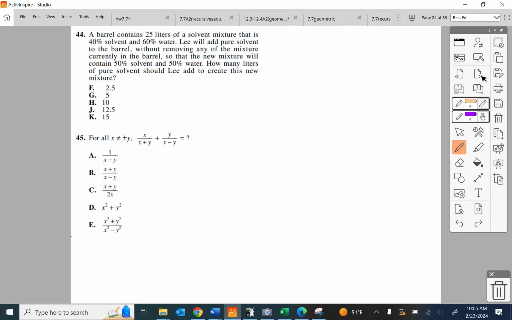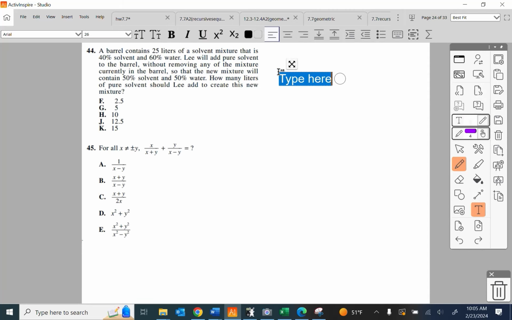Number 44. A barrel contains 25 liters of solvent mixture that is 40% solvent and 60% water. So here's what I'm going to do. I'm going to take 25 and multiply it by 0.4, and I'm going to get 10. So there's 10 liters of solvent. I hadn't read the question to you to tell you why I'm doing that, but I read it. Lee will add pure solvent to the barrel without removing any of the mixture currently in the barrel, so that the new mixture will contain 50% solvent, 50% water.